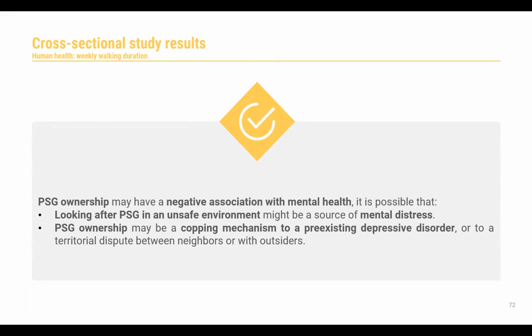It is possible that looking after PGs, Potager Street Gardens, in an unsafe environment may be a source of mental health distress. It is also possible that PG's ownership may be a coping mechanism to a pre-existing depressive disorder due to a territorial dispute between neighbors or with outsiders, as territorial loss has been associated with depression in previous research.